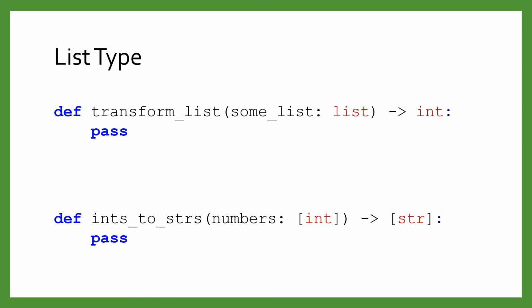When you define a function, you need to specify the types of the parameters and the return value. If you don't know the element type of the list, you can just use the list type, like we would use a string or an integer. But if we do know the element type, we wrap the type expression in square brackets. The top function consumes a list and produces an integer. The bottom function consumes a list of integers and produces a list of strings. There are other ways to specify a list type, but this will be good enough for now.